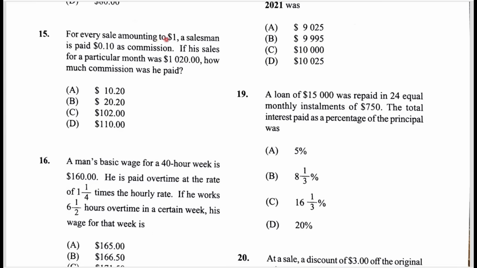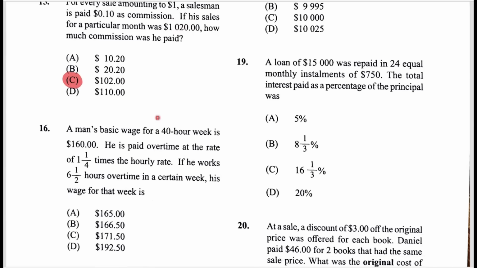15. For every sale amounting to $1, a salesman is paid 10 cents as commission. If his sales for a particular month was $1,020, how much commission was he paid? Well, 10 cents for every dollar is like 10% of every dollar, because a dollar is 100 cents. So think about it like this: I just find 10% of this. I just drop the 0 and you get $102. Easy stuff. That's C.